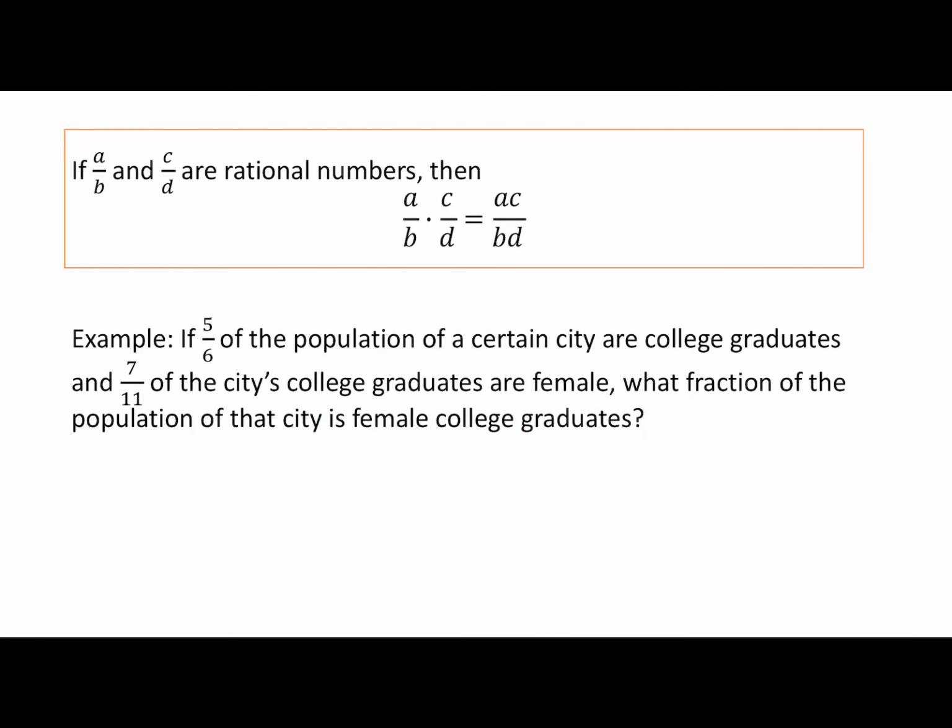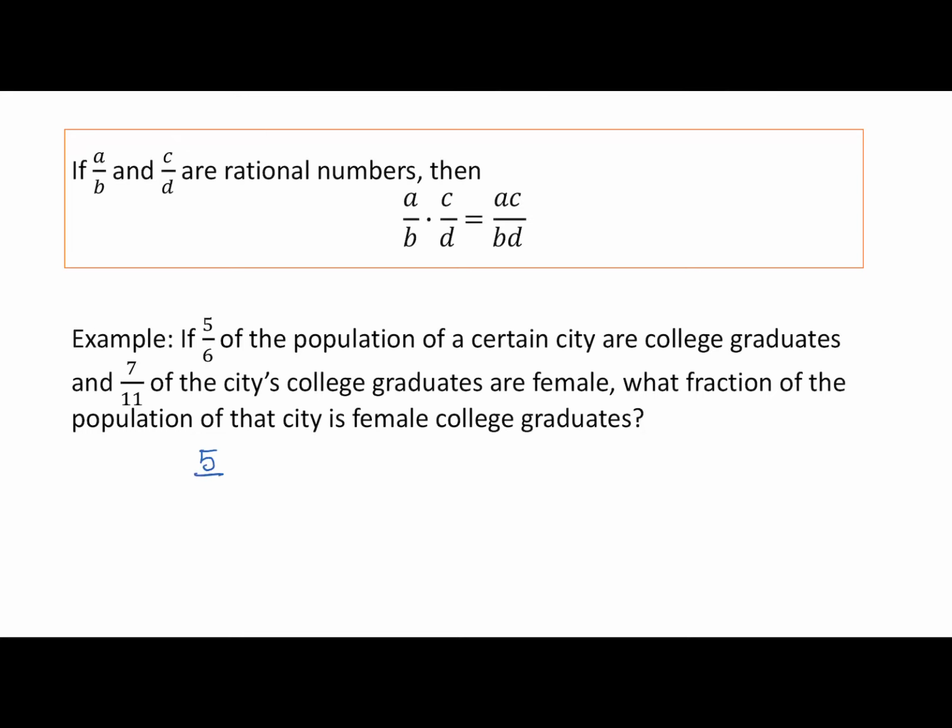Okay, now when kids start getting confident in their ability to multiply, we can just multiply using the rule. So when I'm multiplying 2 rational numbers, a over b times c over d, I just multiply straight across, a times c over b times d. All right, so let's look at this word problem. If 5/6 of the population of a certain city are college graduates and 7/11 of the college graduates are female, what fraction of the population is female college graduates?